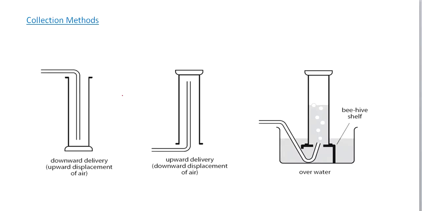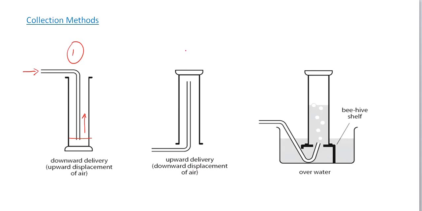Okay, now let's speak about certain types of collection methods. So this first method here is called the downward delivery or the upward displacement of air. If we have a dense gas that is entering here, the dense gas will sink to the bottom and it will displace air upwards. Right, so that is why we say the upward displacement of air or downward delivery.